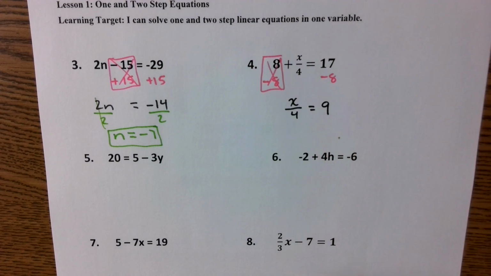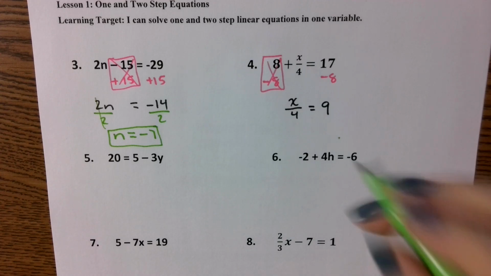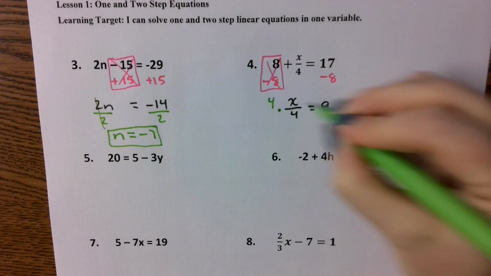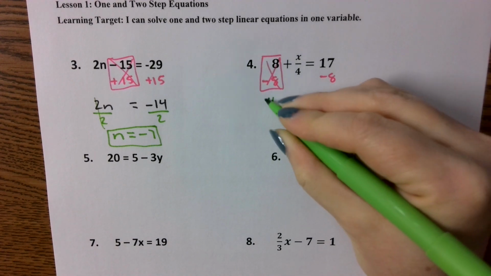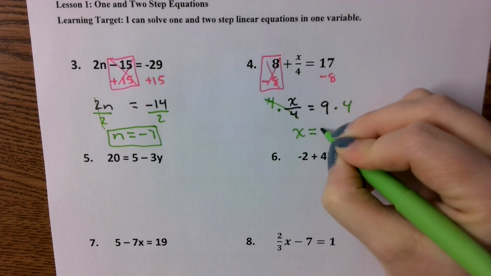All right, next step. Mason, what's our next step? Times it by 4. We're going to multiply by 4. Multiply both sides by 4. You're going to get x is equal to 36.